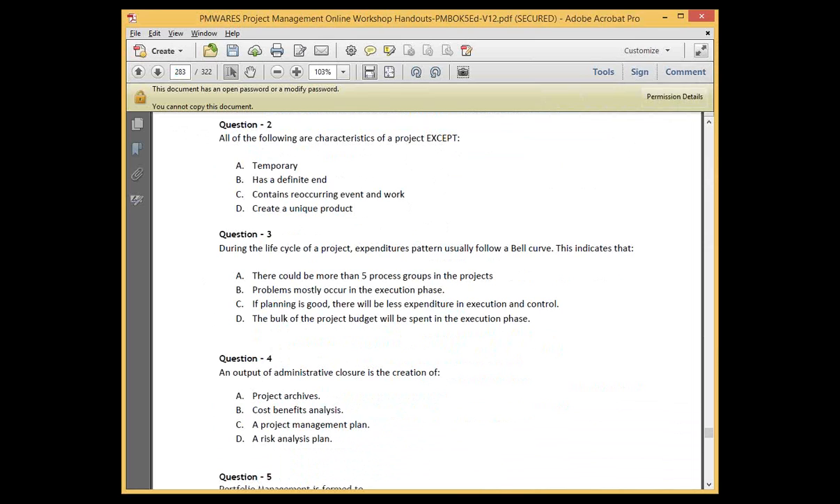Vivek sir, this is the third question. The second question is, all the following are characteristics of a project except. Oh, sorry. Second is, okay. All the following are characteristics of the project except C. Temporary, yes. Project has a defined, yes. Contains recurring event and work, no. So C is the right answer, right? Oh, sorry. Create a unique product, yes, a project creates a unique product. So C is the right answer. Sorry, I moved to the third actually. What about the third one?